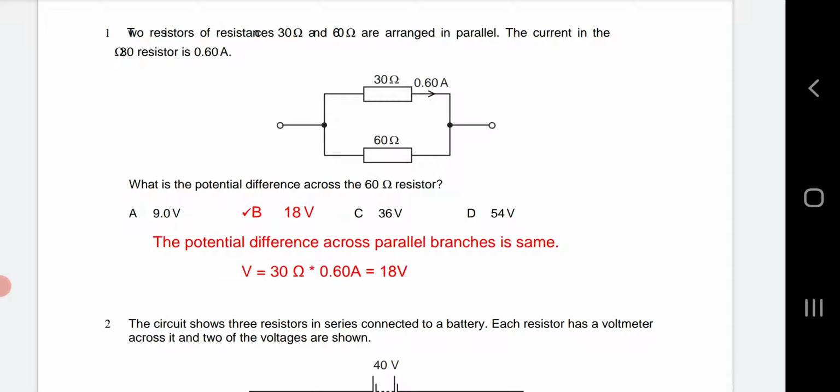As we know, the potential difference across the parallel branches is same. So the potential difference across 30 ohm as well as 60 ohm will be same. We know the current flowing through the 30 ohm resistor. It is 0.60 ampere multiplied with the 30 ohm according to Ohm's law, V is equal to IR. The voltage is 18 volt, and that 18 volt is also present across 60 ohm resistor. So option B.